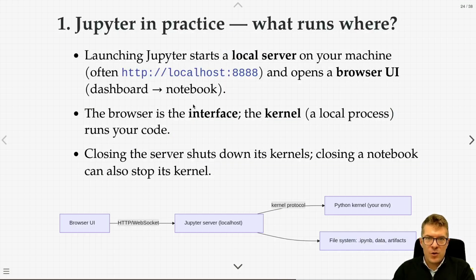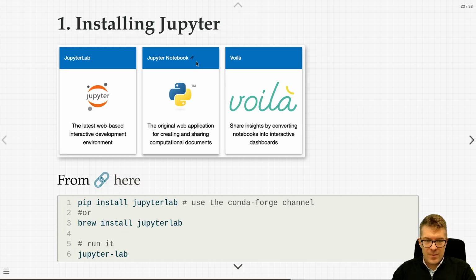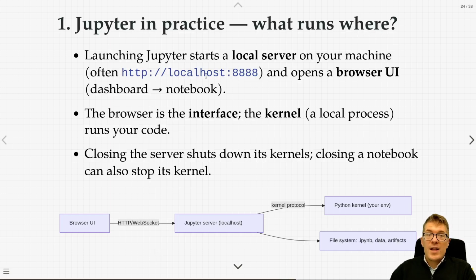So just in practice, knowing what runs when, or what runs where. When you launch Jupyter Lab using this command, it will actually start a local server on your machine. It'll run it on localhost. It'll open up a port. The port might not always be 8888, but I think by default it often is. And then it'll also open up your browser of choice, and create a user interface in which you can interact with your notebook.